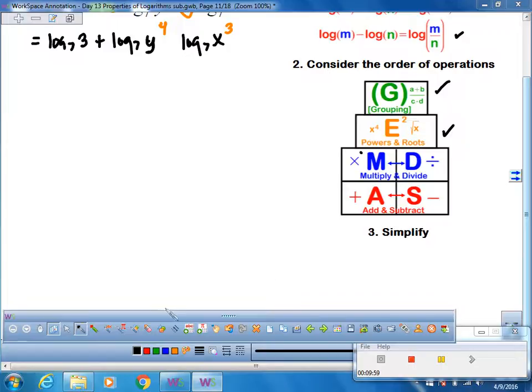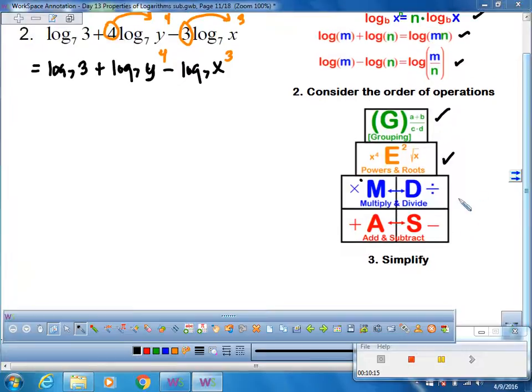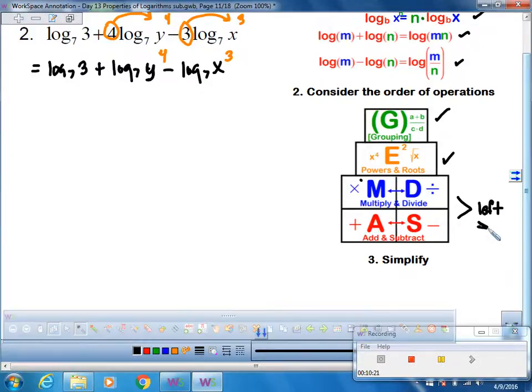So multiplication and division, I don't see any. This is a subtraction sign. So let's go to addition and subtraction. We're going to work from left to right. These two right here, always working left to right, just like when we read. All right.